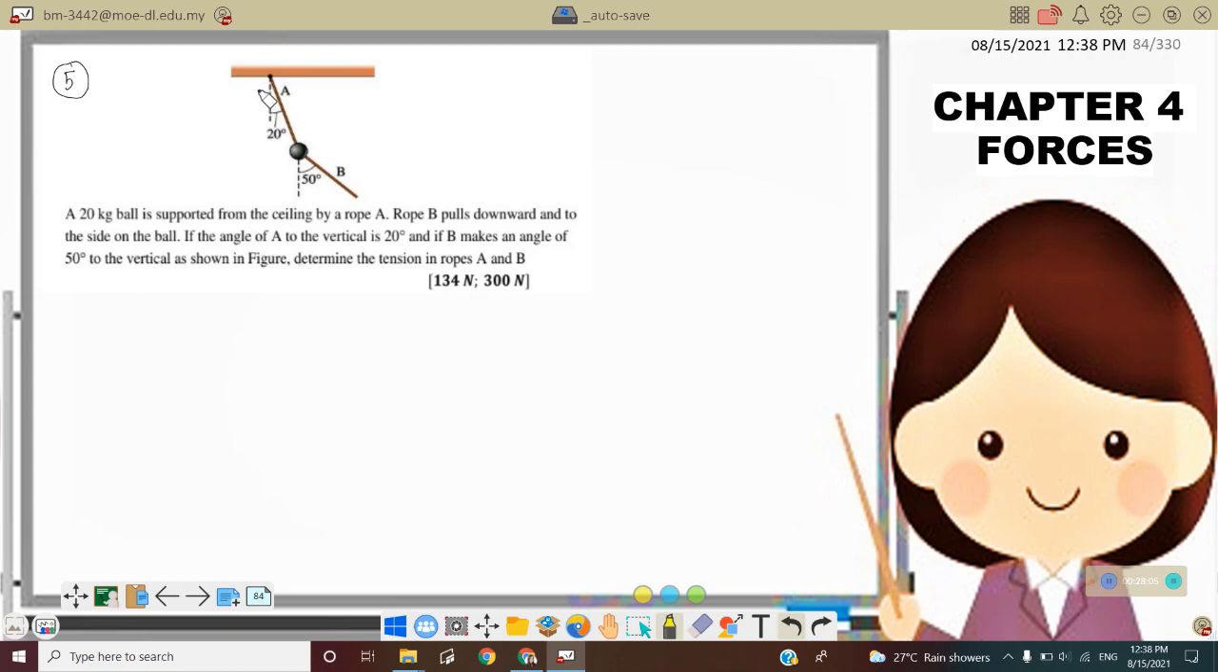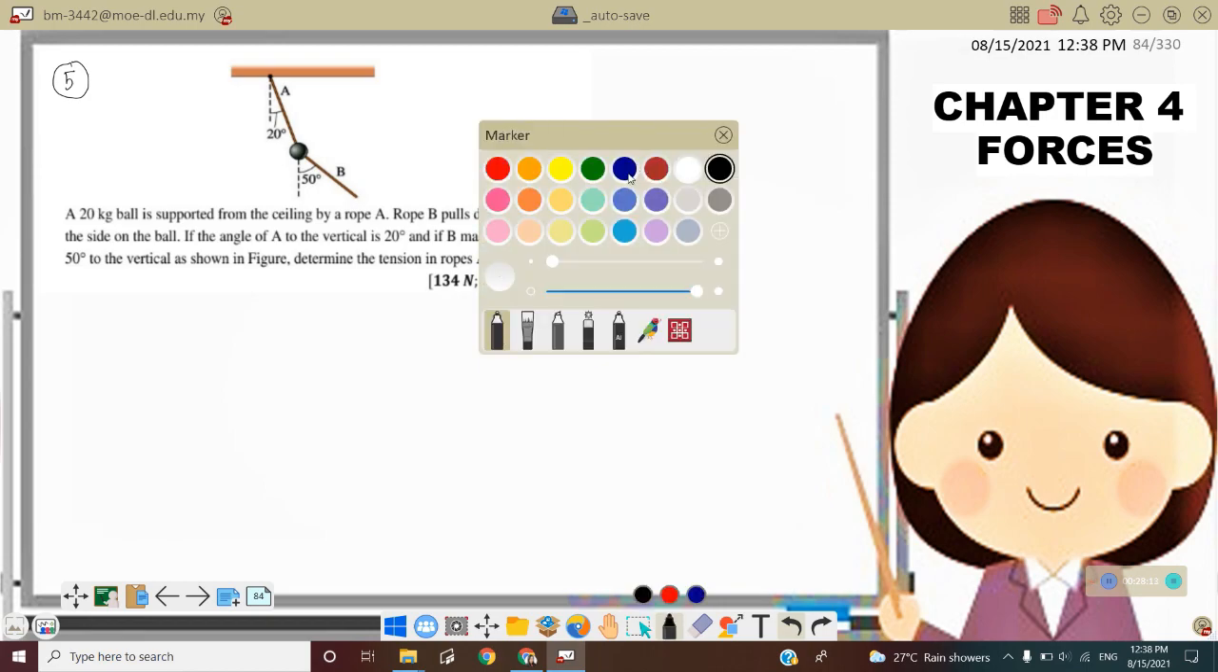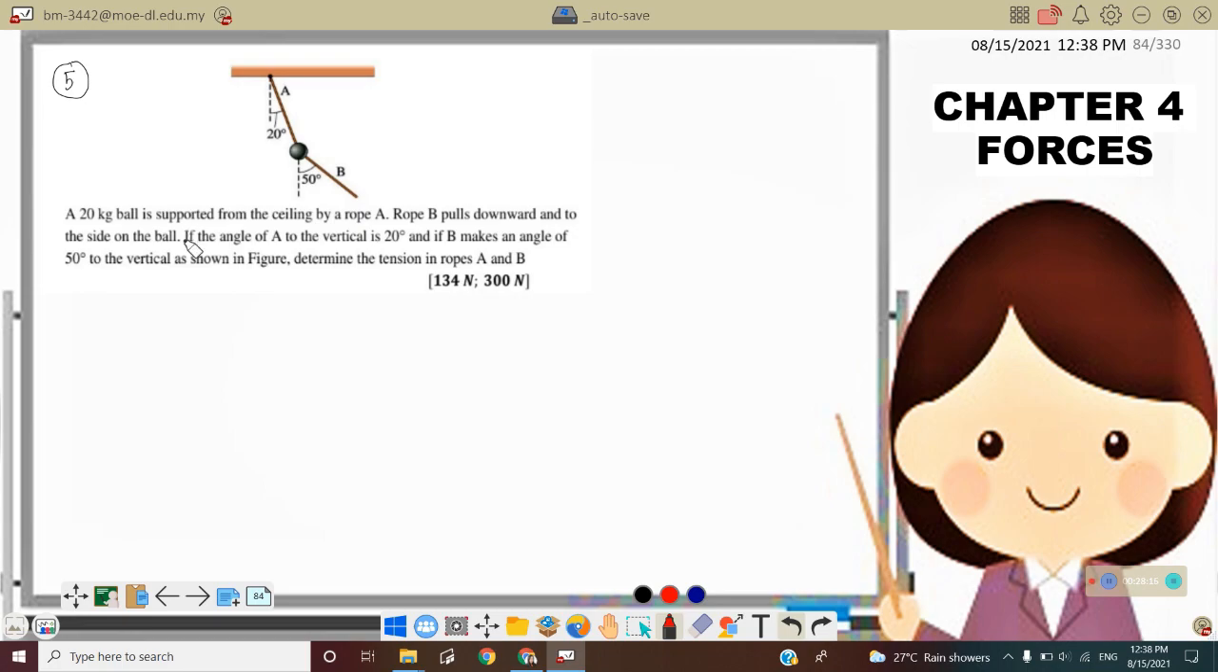So we need to draw a free body diagram first. Every time you want to do this type of question, you must draw a free body diagram. The first one we have is weight, which is acting downward. We have tension B and tension A. We don't have friction because there is no contact surface, we don't have normal force, and we don't have external force. So we draw out all the forces.